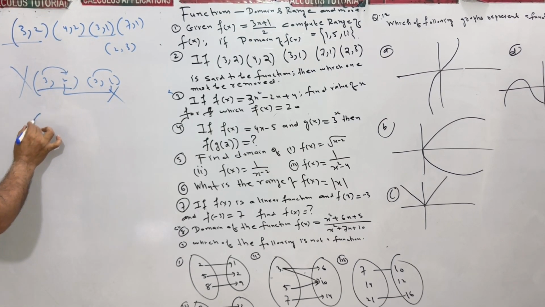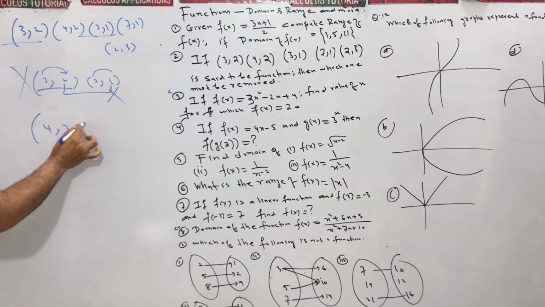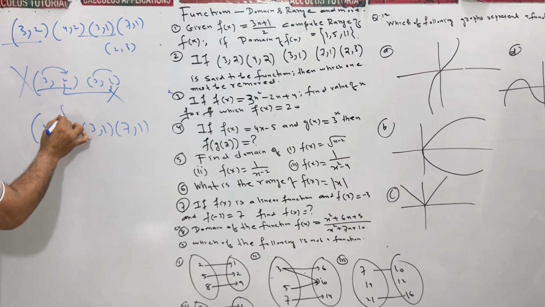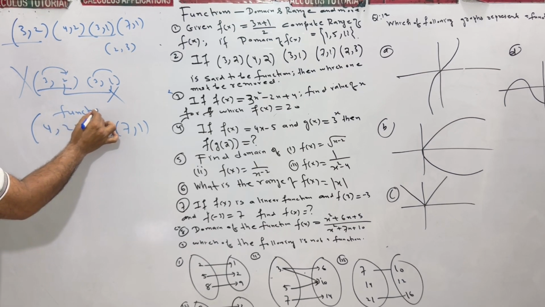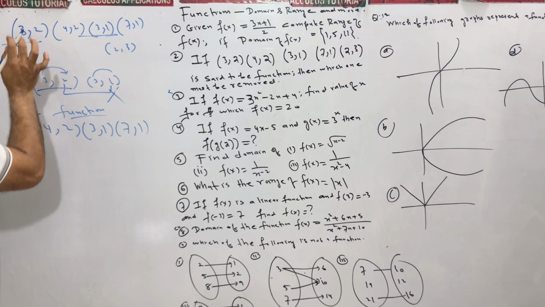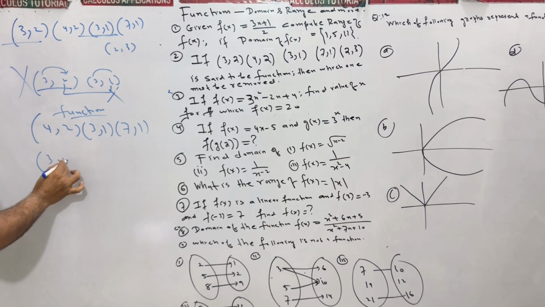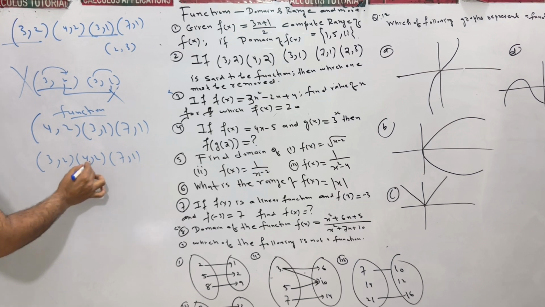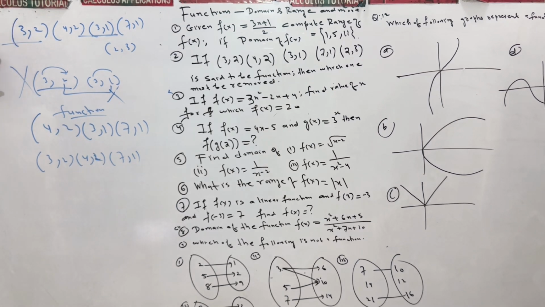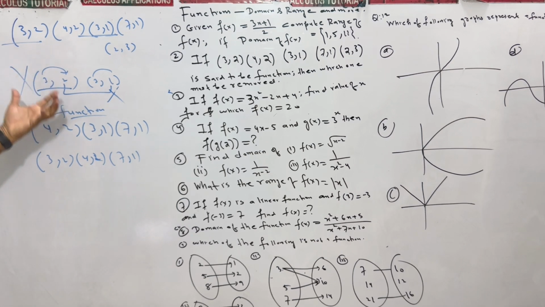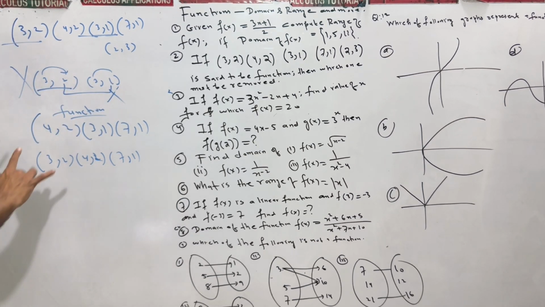If I eliminate 3→2, then I have 4→2, 3→1 and 7→1. It's a function. However, if we remove 3→1, we have 3→2, 4→2, 7→1. It's also a function. Sometimes it is given to us: if it is not a function, what should be removed to make this a function?